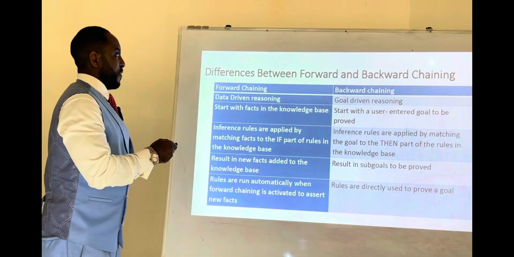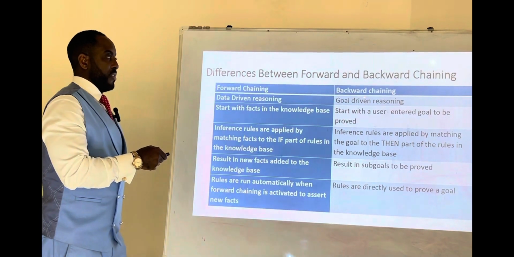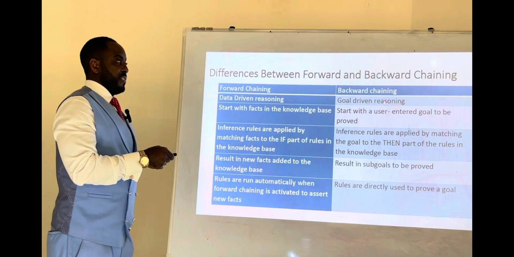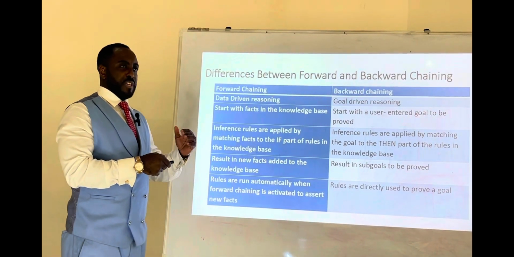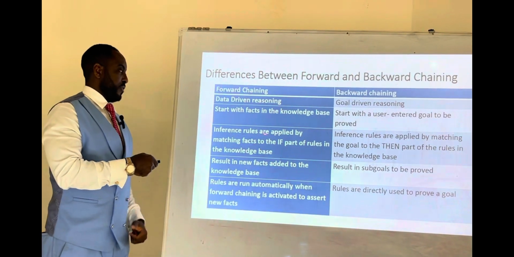So I have a table here, the difference between forward chaining and backward chaining, like we've explained. We say one is data driven, the other one is goal driven or object driven. You start with facts in the knowledge base. You start with a user-entered goal to be proved. So for backward chaining, just tell me what is wrong with me, then you start calling out the attributes, okay?